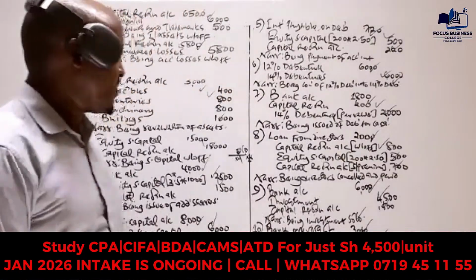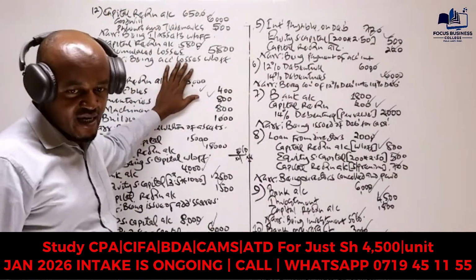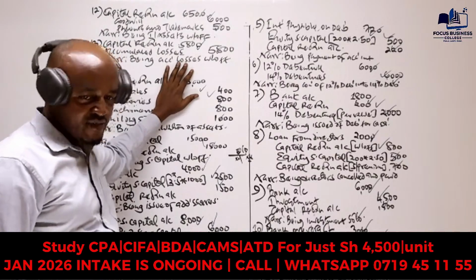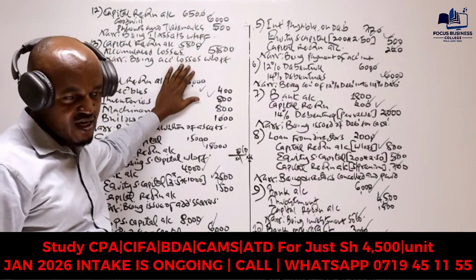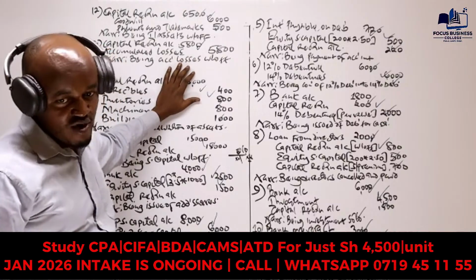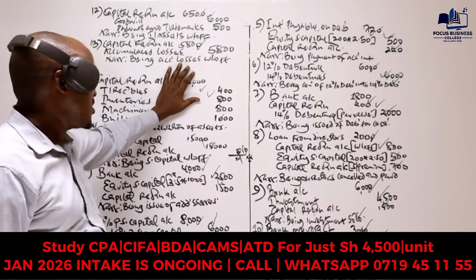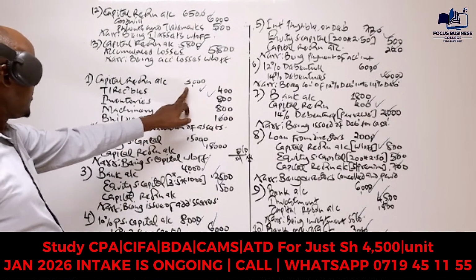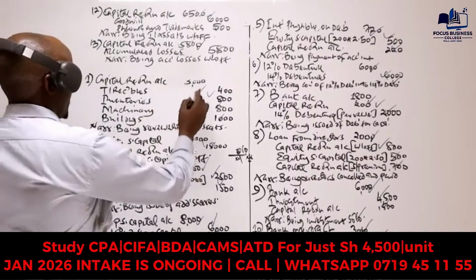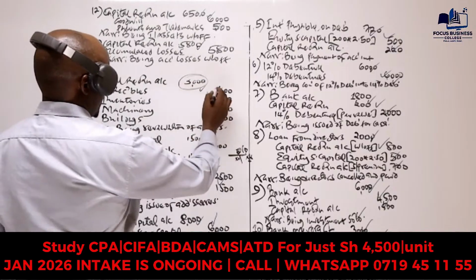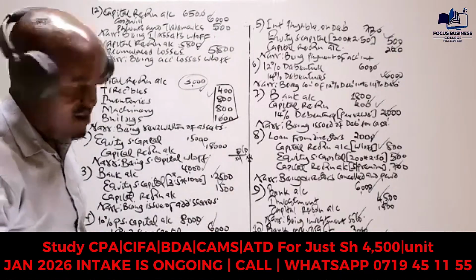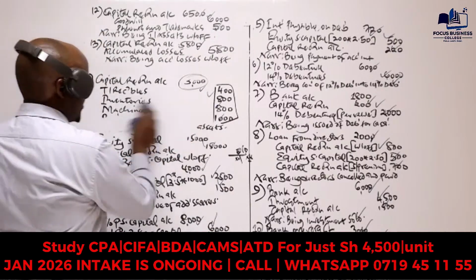Now, if you can recall the other question which we did in class, after this the examiner was requiring us to prepare the capital reduction account. Even though it is not a requirement in this question, let's prepare the capital reduction account. We have to remember that our capital reduction will be debited with a total of 3,000. Let me create some space here.